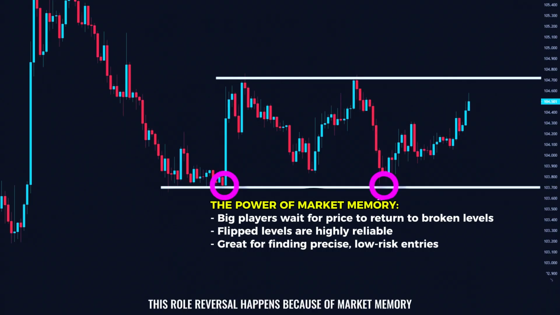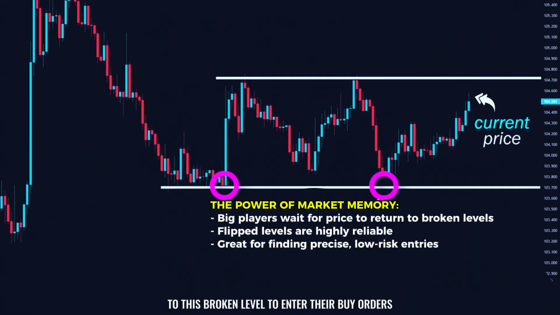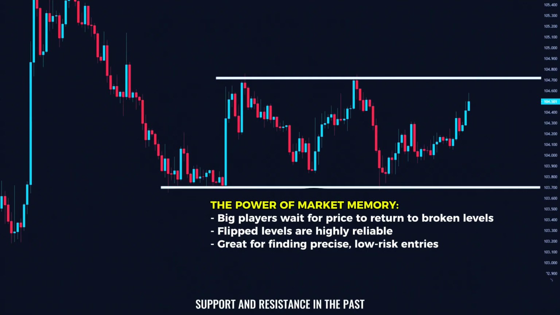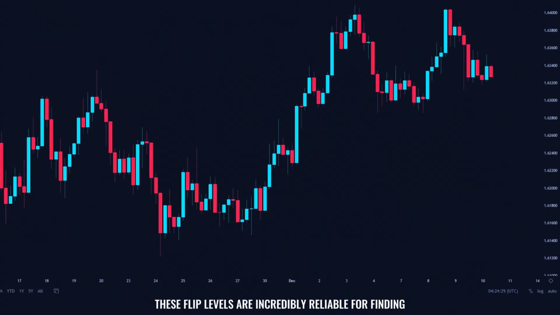This role reversal happens because of market memory. The big players who missed the breakout are waiting for the price to return to this broken level to enter their buy orders. When you see a level that has acted as both support and resistance in the past, you have found one of the most high probability key levels on the entire chart. These flip levels are incredibly reliable for finding precise, low-risk trade entries.